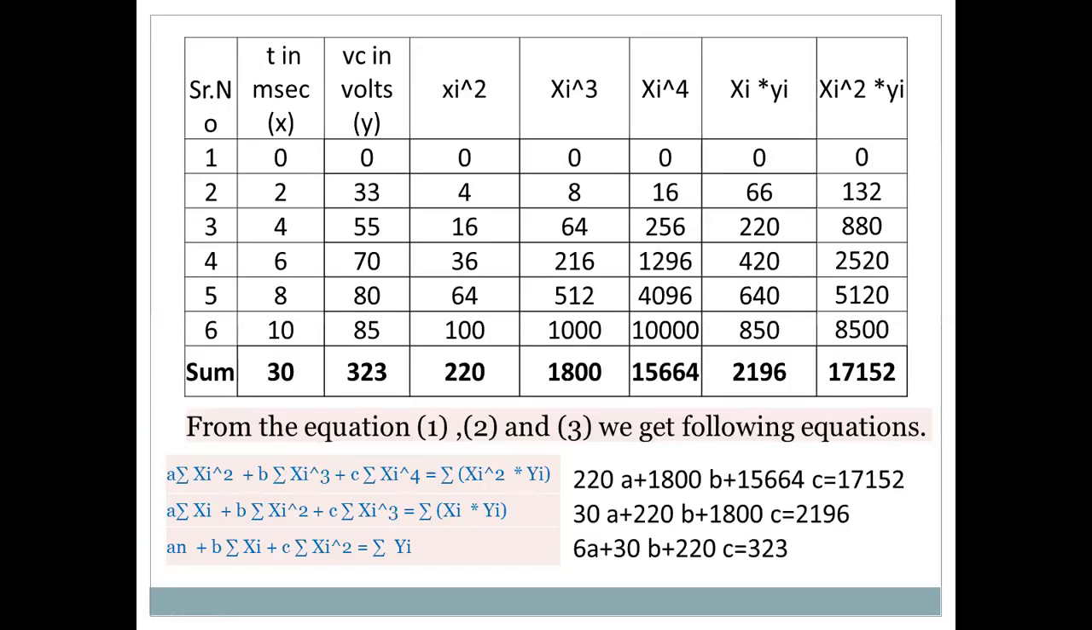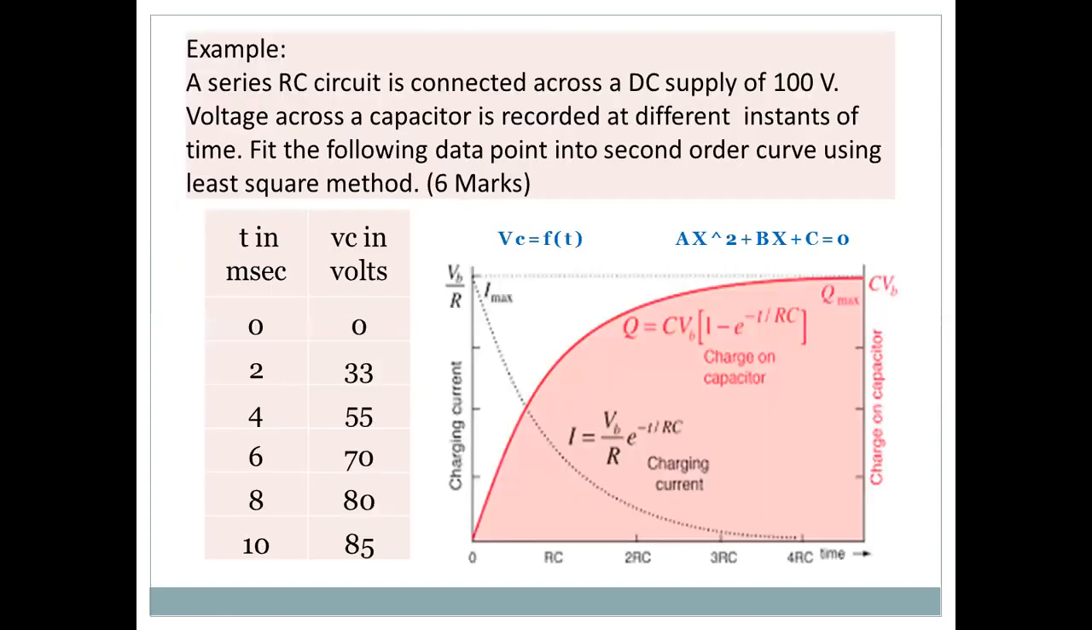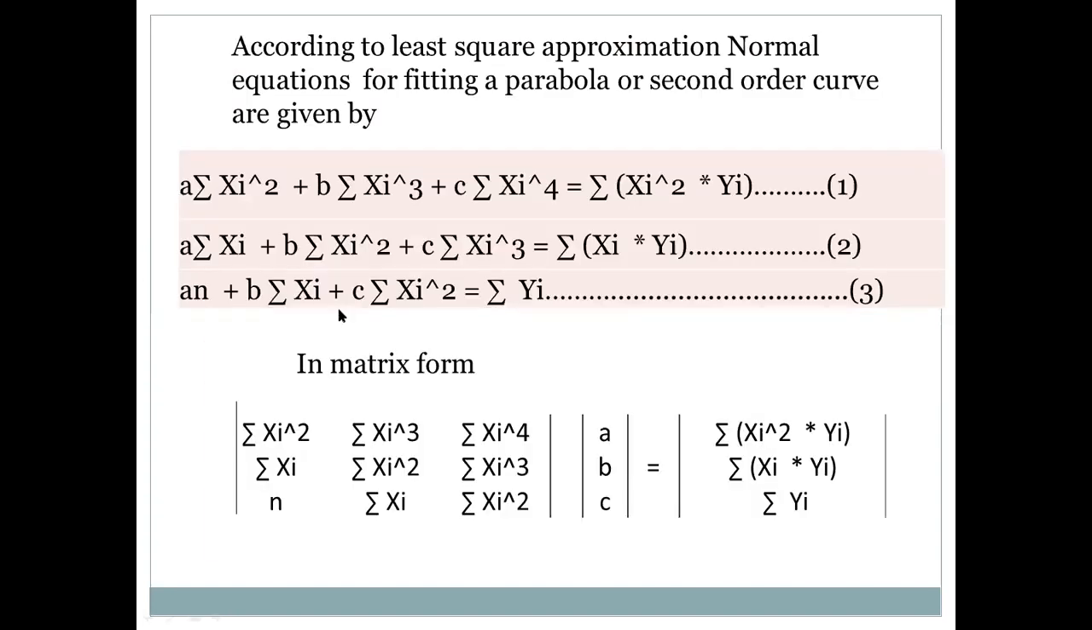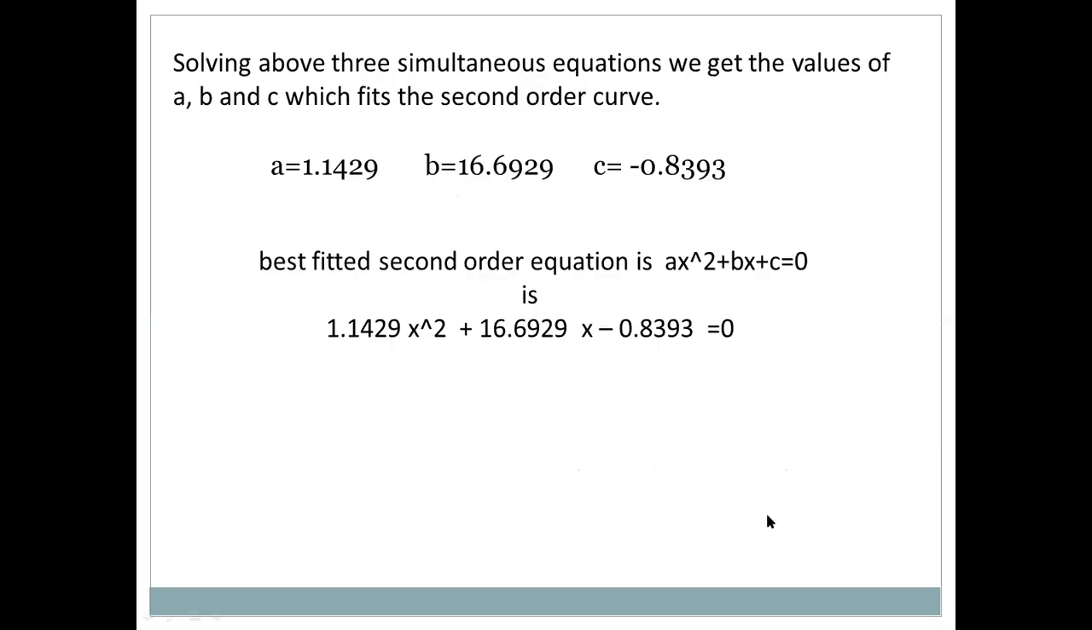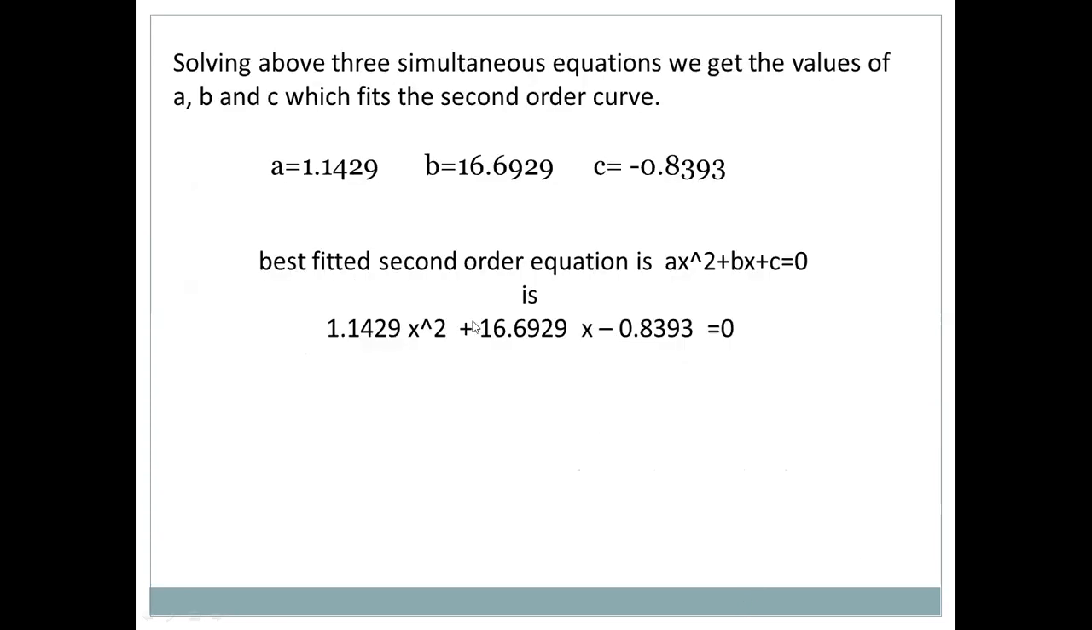So what is required to fit a second order curve or a parabola for given number of data points? It is required to find all these sums: sum of xi, sum of xi square, sum of xi cube, sum of xi raised to 4, sum of xi into yi, sum of xi square into yi, and sum of yi. So if we get all these sums and put them in these normal equations, and solve for A, B, and C, we will get a second order curve for the given number of data points.